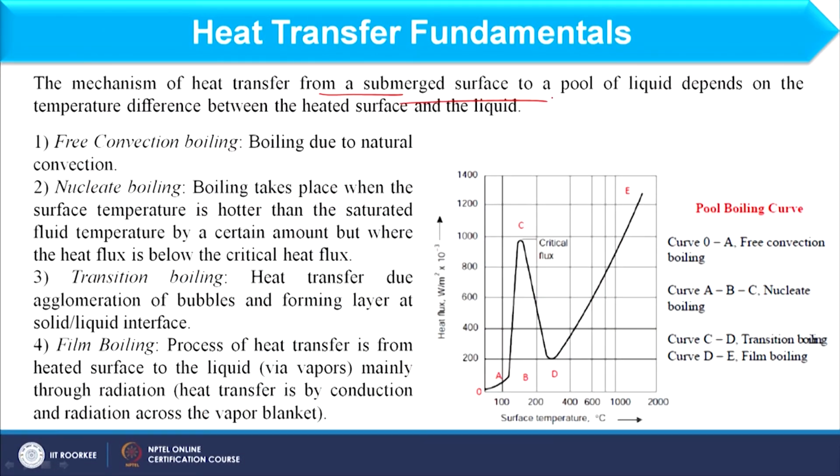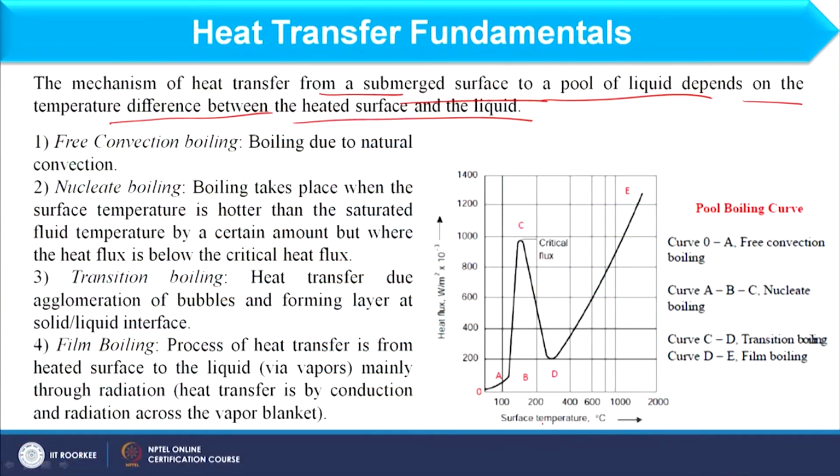Okay. And now we will discuss some fundamentals about the heat transfer in reboiler. As we already have seen, reboilers basically include boiling operation, fine, either shell side or tube side. So, the mechanism of heat transfer from a submerged surface to a pool of liquid depends on the temperature difference between the heated surface and the liquid. Okay. So, when I consider the boiling mechanism, I should also focus on the boiling curve. Okay. And here we have the boiling curve for example purposes. If you see, the boiling curve varies from here, and then it starts reaching the critical point and then drops down and then finally increases. So, here I am having the heat flux on the y axis, and surface temperature is available on the x axis.